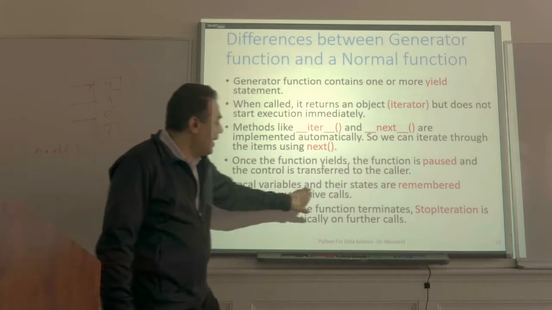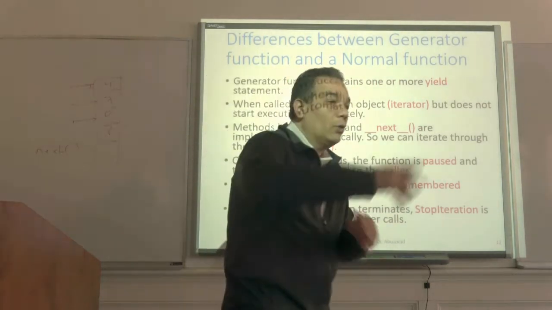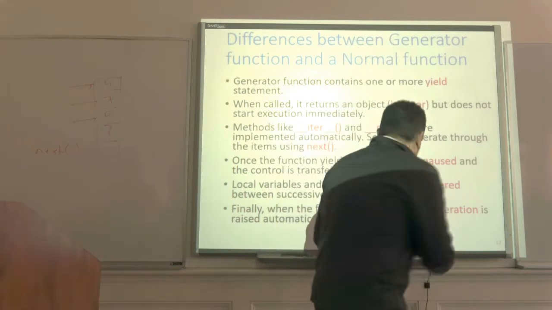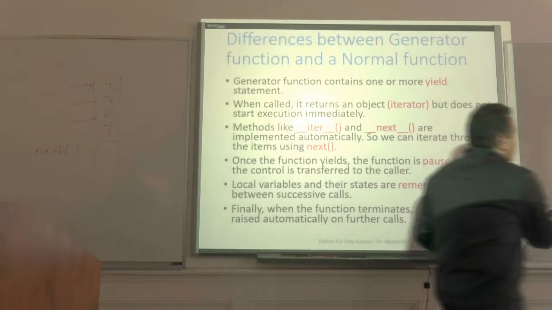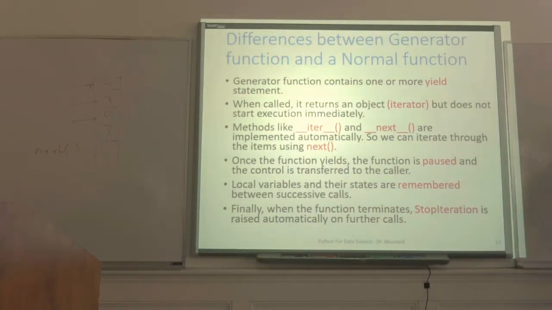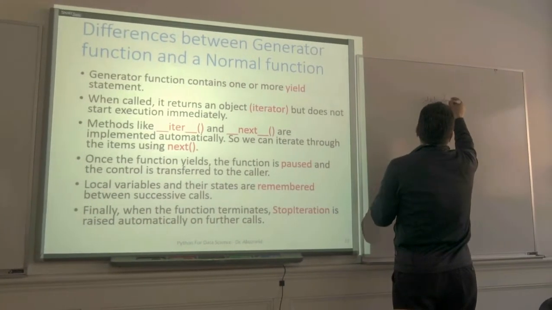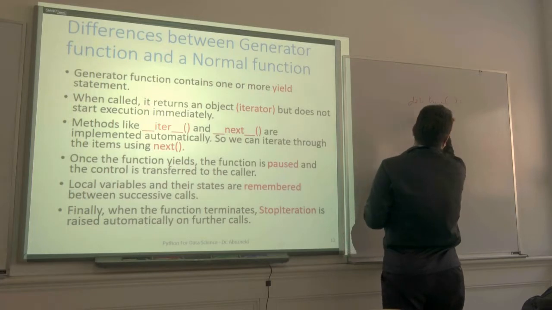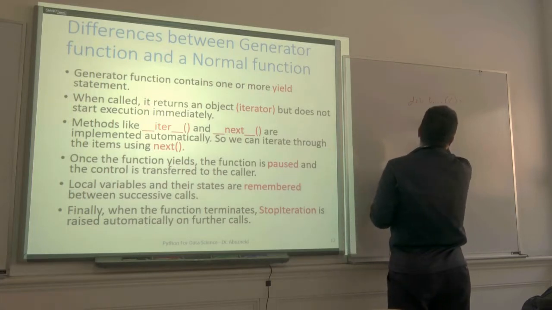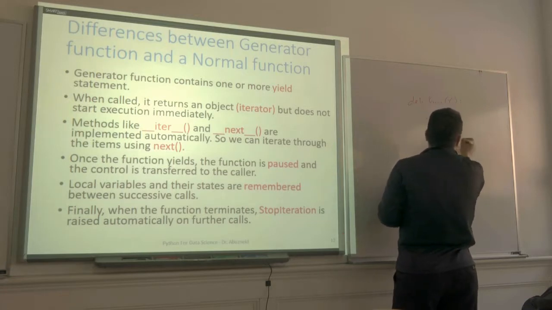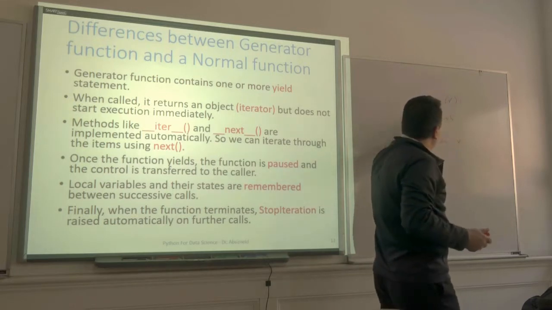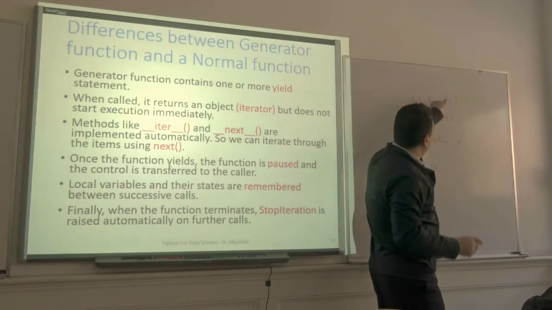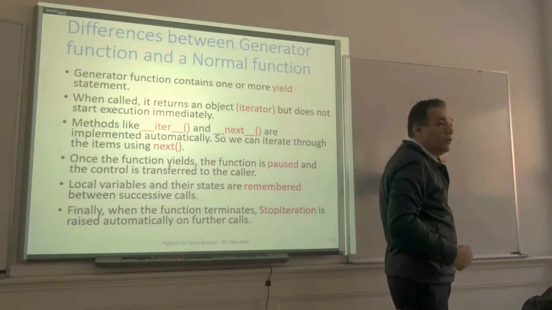Okay, local variables and their states are remembered. So when you pause, when you go out and you come again, you start from the step where you left off. For example, in any function, when you have a def func, and I say x equals x plus 5, return x. When I call the function and pass 5, x will be 5 plus 5, it will return 10.